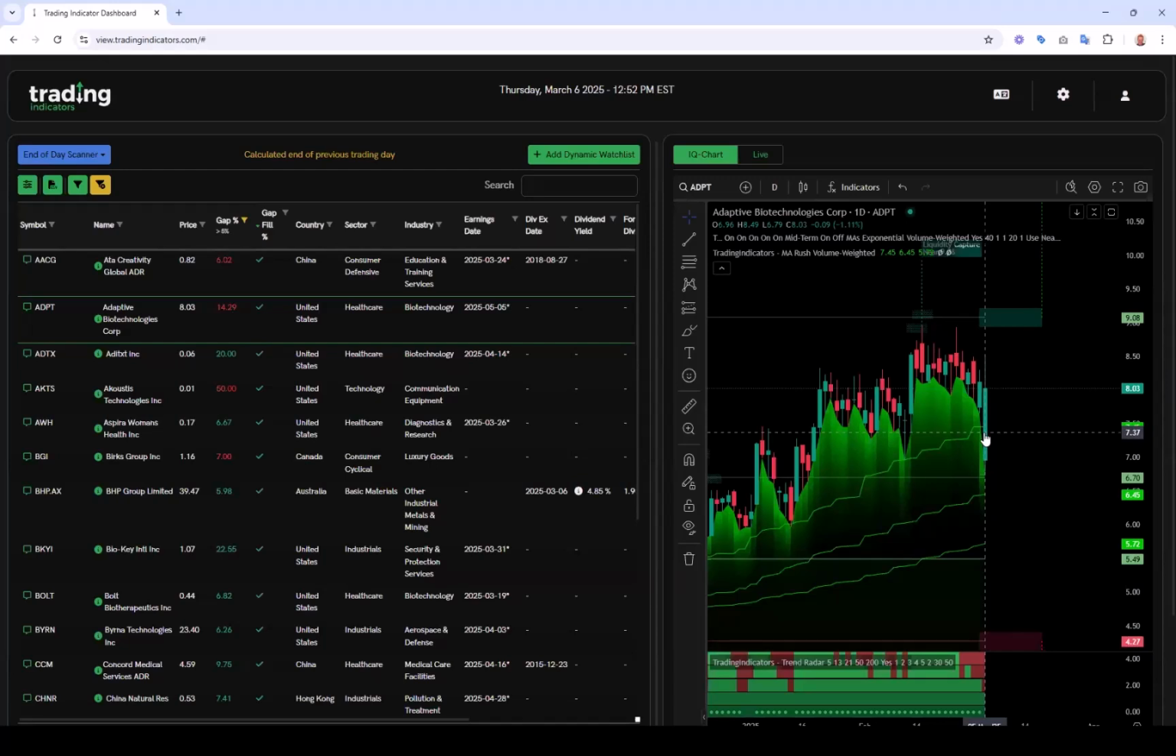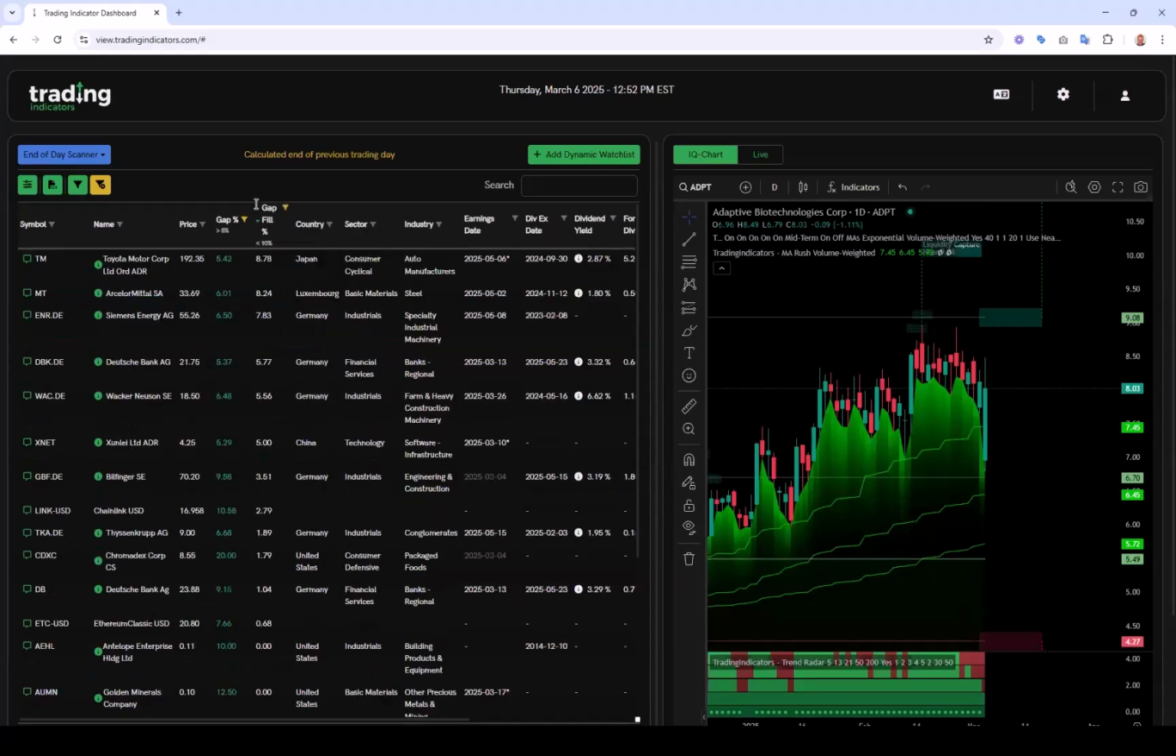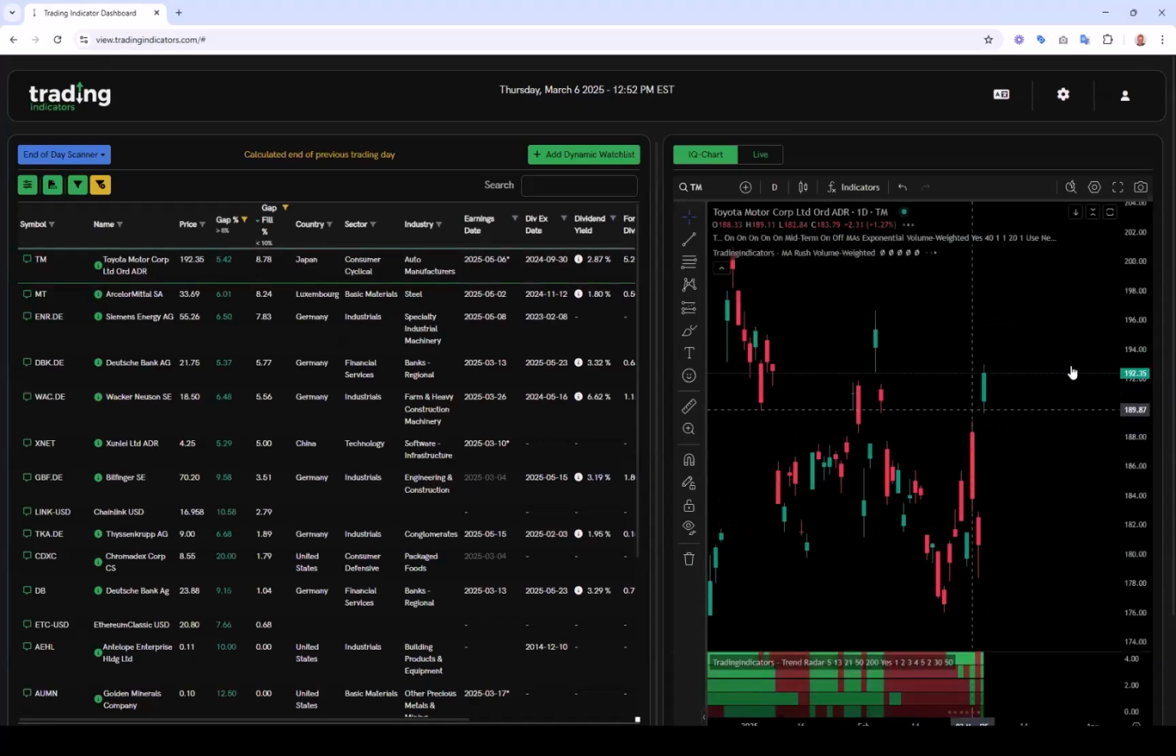All right, so how can we find those? Well, those can be found by using one of these filters here. Let's say I want to find stocks where the gap fill was less than 10%. So only very little of the gap has been filled so far. Let me click on it, and let's look at this one here, Toyota. Wow, Toyota had an up gap which was not filled. I click on it.